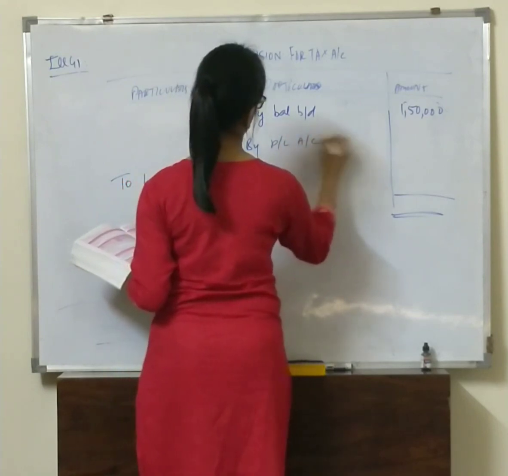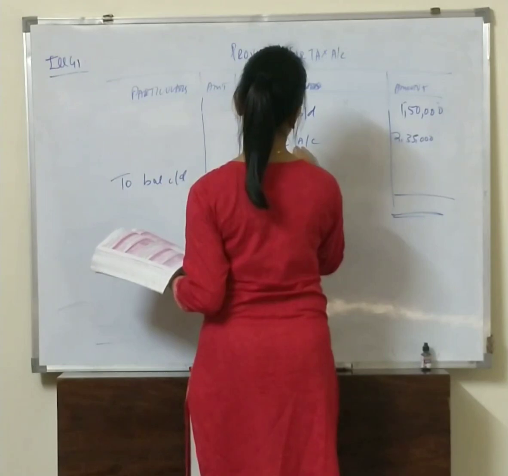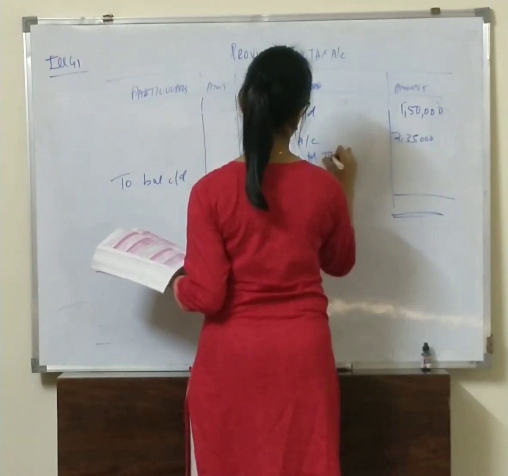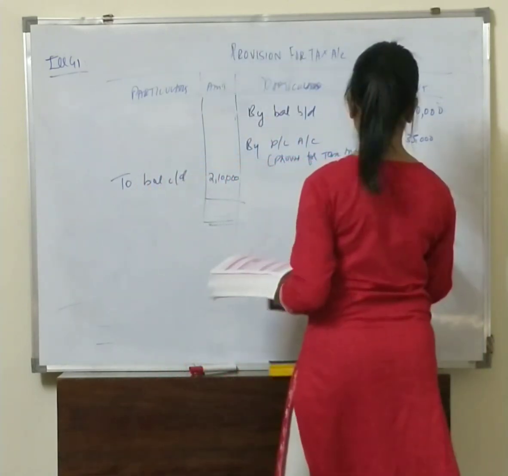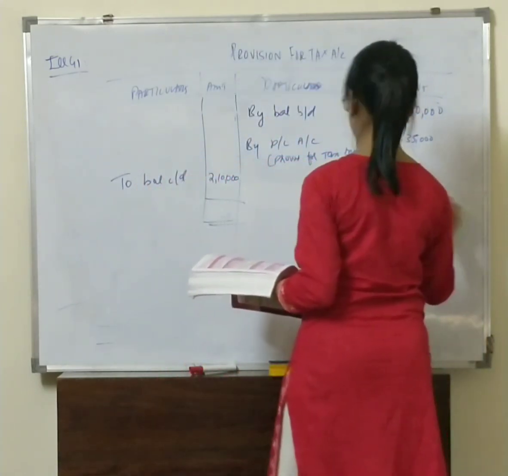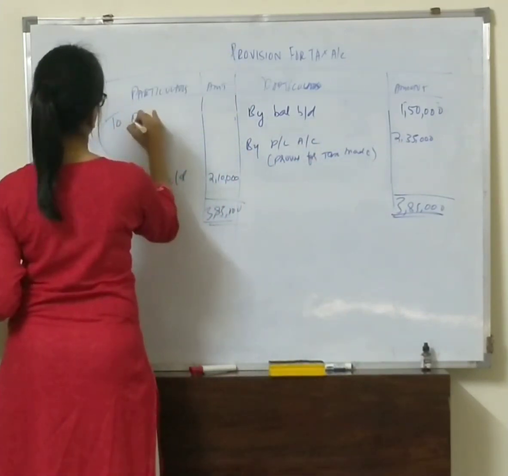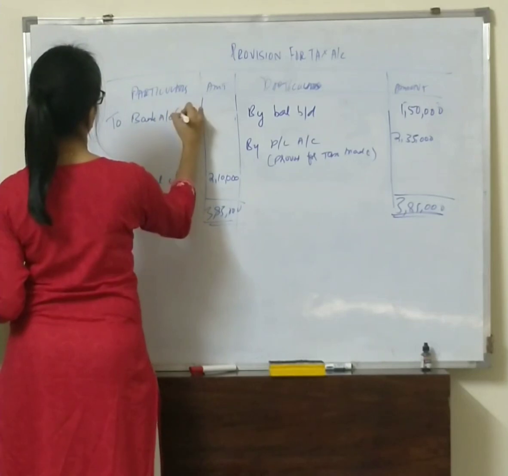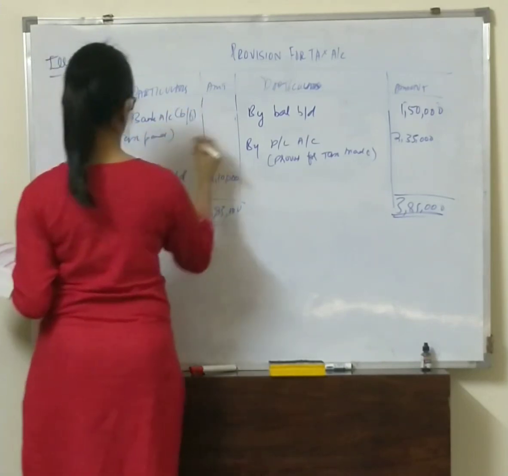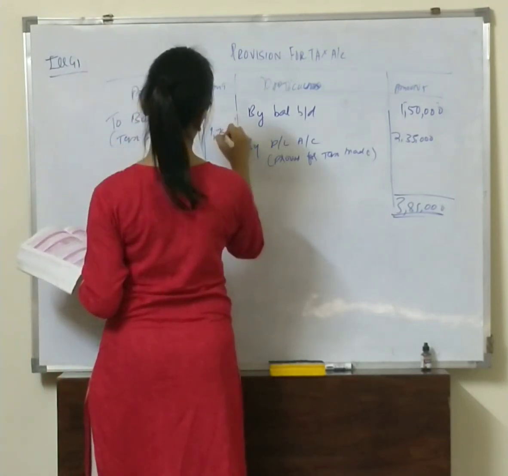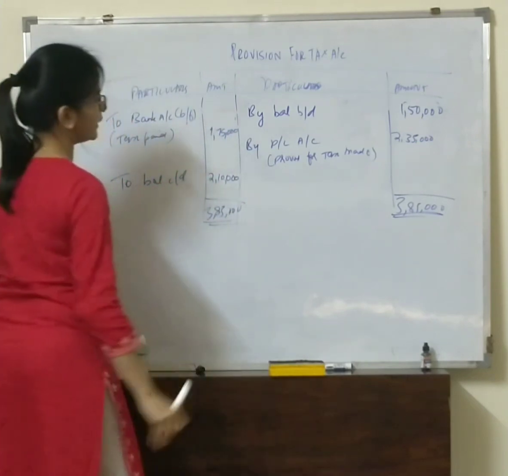So by P&L account, 2,35,000. In bracket you write provision for tax made. So we total both the sides. Our credit side will be more, that is 3,85,000 and 3,85,000. So whatever balancing figure we get will be to bank account, in bracket tax paid. It is 1,75,000.